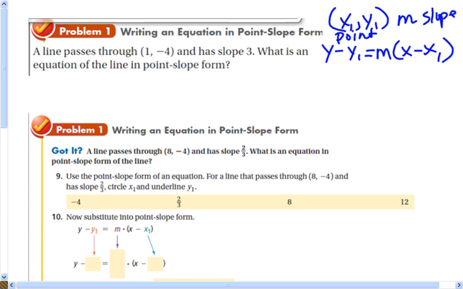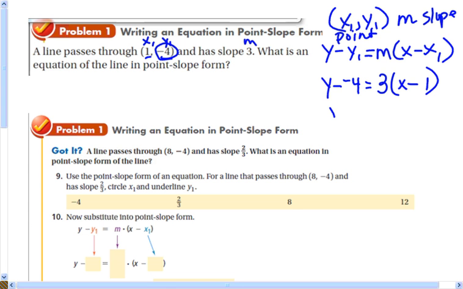So in this problem, we are given a point. Here's my x sub 1. Here's my y sub 1. And the slope m. So I'm going to put 3 for m. Notice I put it there. I'm going to do y minus my y value. My y value is negative 4. So y minus my y value is equal to 3 times the quantity x minus my x value, which is 1. And I now have an equation.